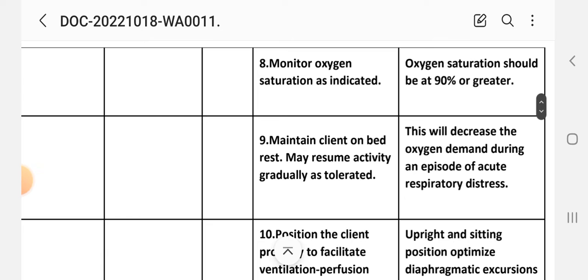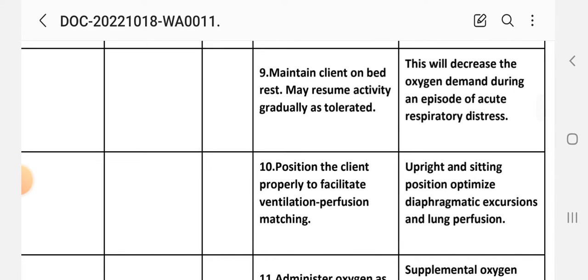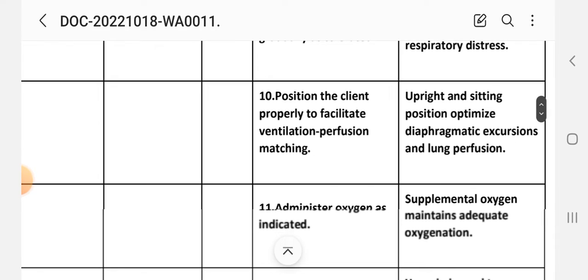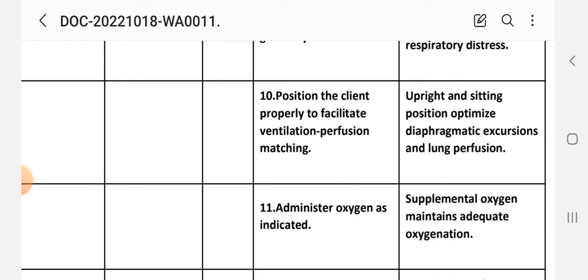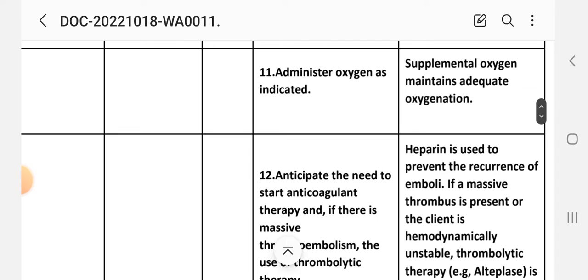Next, monitor oxygen saturation as indicated. Oxygen saturation should be at 90% or greater. Number 9, maintain the client on bed rest, may resume activity gradually as tolerated. Rationale: this will decrease the oxygen demand during an episode of acute respiratory distress. Number 10, position the client properly to facilitate ventilation perfusion matching. Rationale: upright and sitting position optimize diaphragmatic excursion and lung perfusion. Number 11, administer oxygen as indicated. Rationale: supplemental oxygen maintains adequate oxygenation.